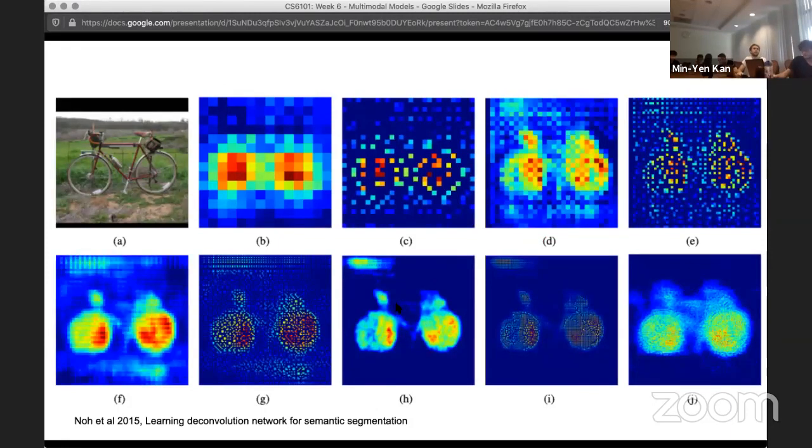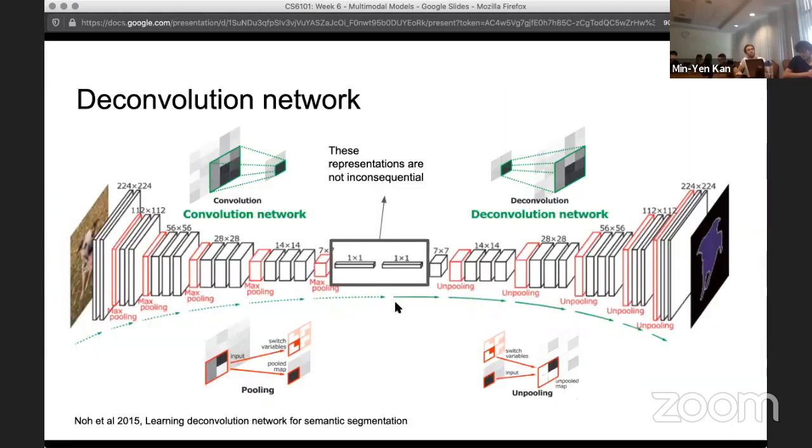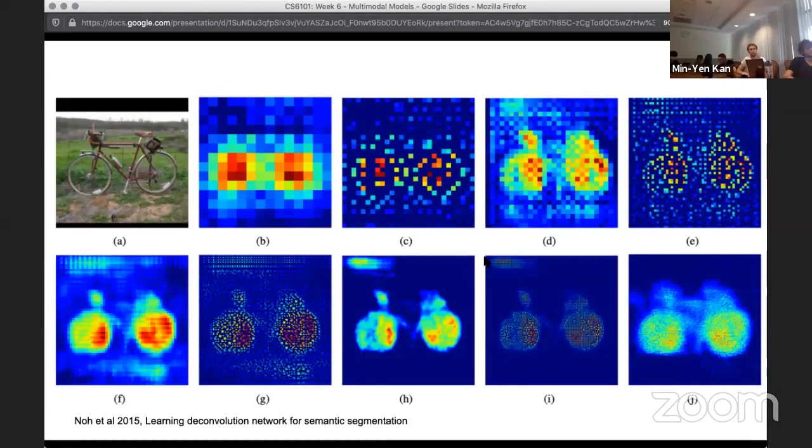So this is an example of how it works. When we start from this object here and then we unpool and reach this 14 by 14 layer, we will get something like figure B. And then you unpool it.